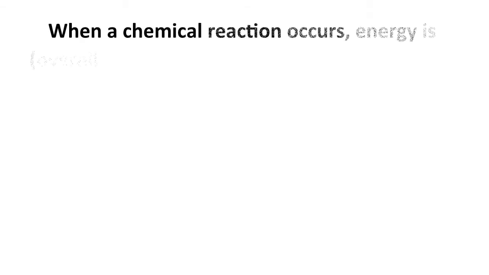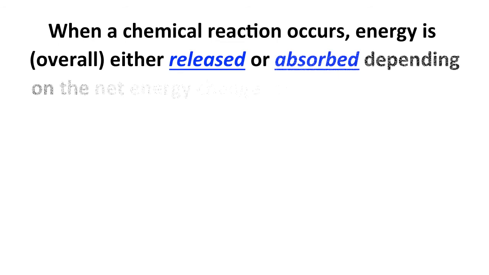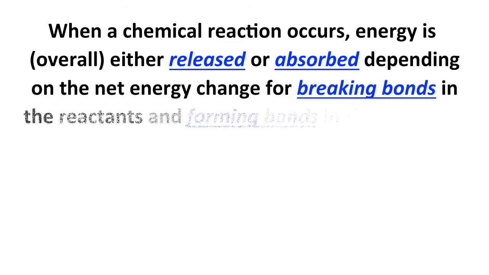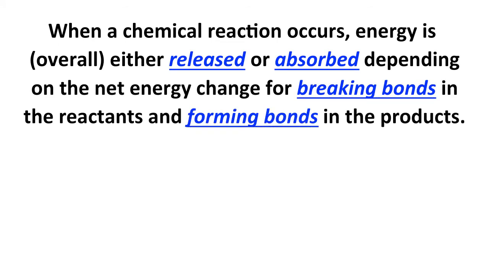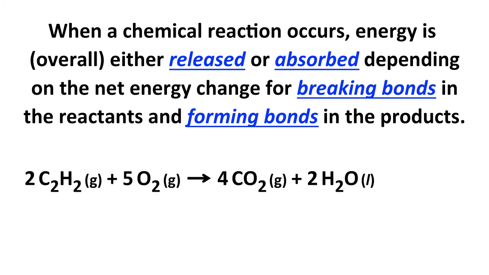Now, when we deal with chemical reactions, which is what chemists are often interested in, energy is either overall released or overall absorbed, depending on the net energy change for breaking bonds in the reactants and forming bonds in the products. In some cases, more energy is needed to break the bonds in the reactants than is given off forming bonds in the products. In other cases, more energy is given off forming bonds in the products than is needed to break bonds in the reactants. And we'll consider both of these cases.